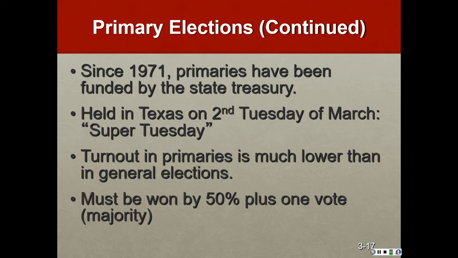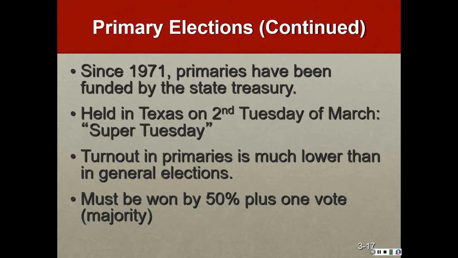In our primary elections, it must be won by a majority. So this means 50% plus 1. But what do we know about primary elections? What do we know when we have a number of people running? If we have 3, 4, 5, 6 people running, is it easy to achieve a majority vote? Not usually. And this is one of the problems with Texas, and well, nationwide, but with Texas in particular.